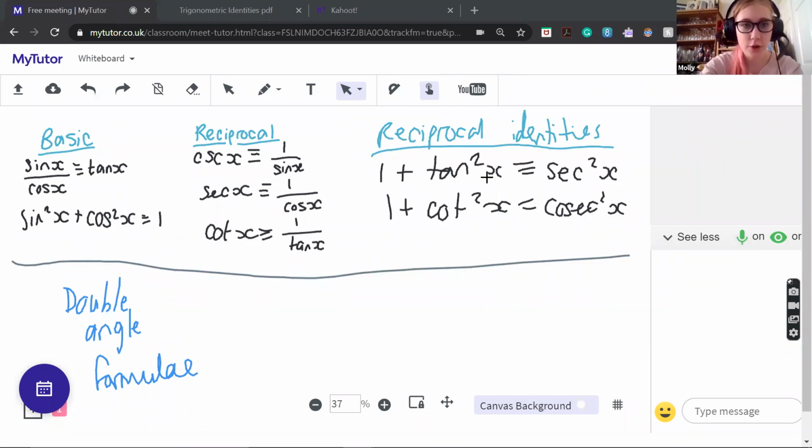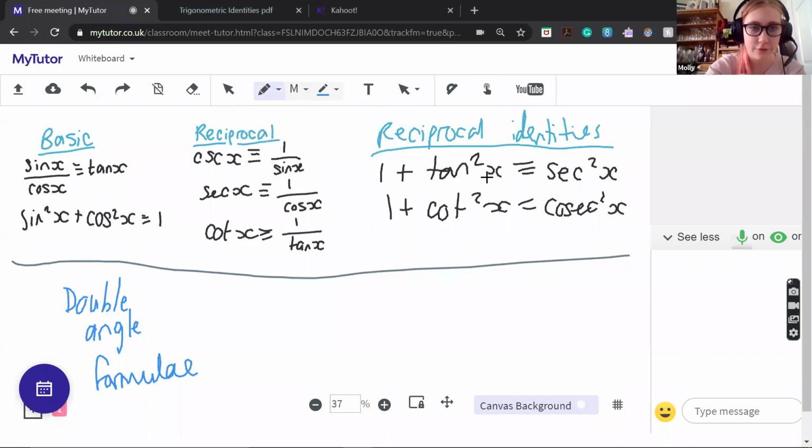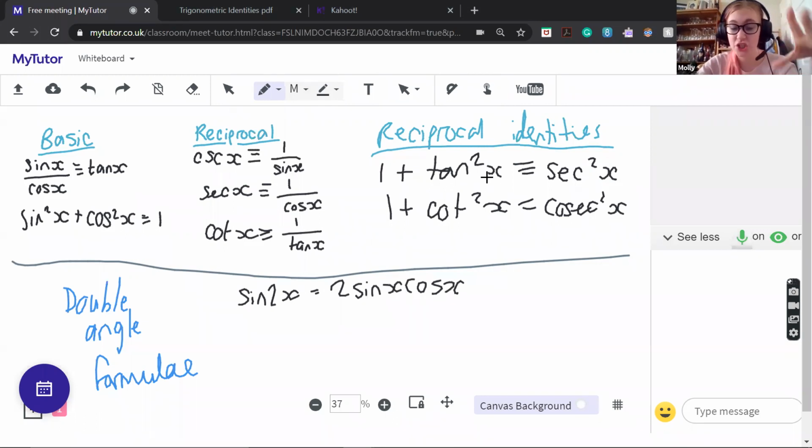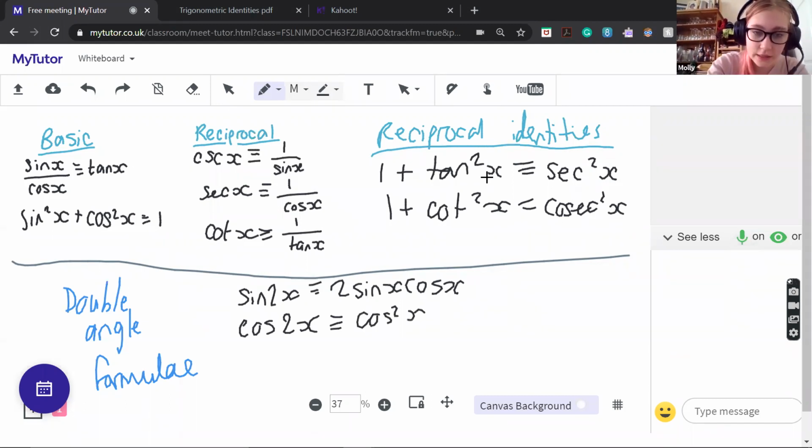Okay, I'll stop babbling on and actually tell you what the double angle formulae are. So when we have sine 2x, that's 2 sine x cos x. So that means that we can write something that's a 2x in terms of smaller ones, which is really nice. Cos 2x, now that's equivalent to cos squared x minus sine squared x.